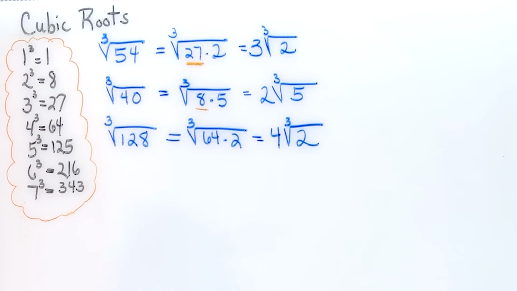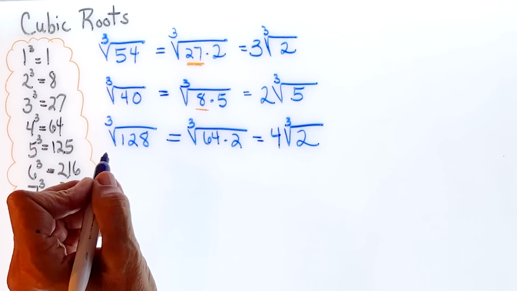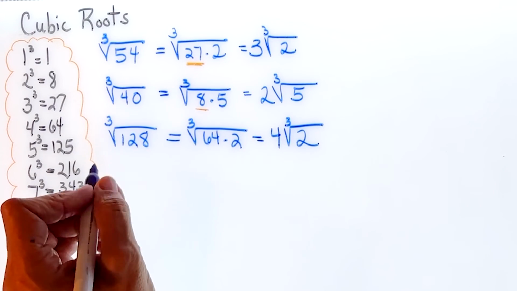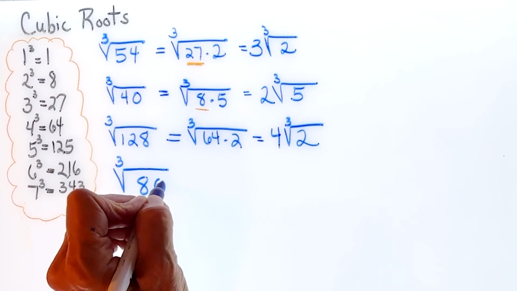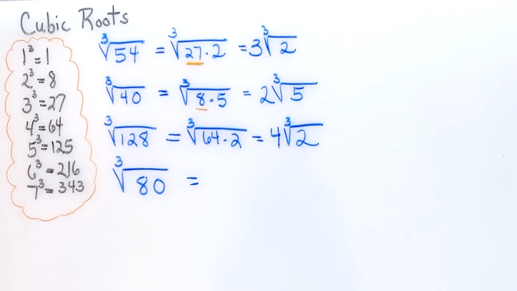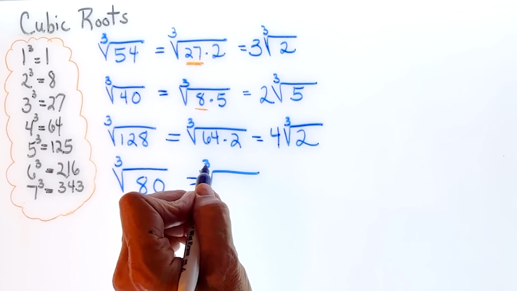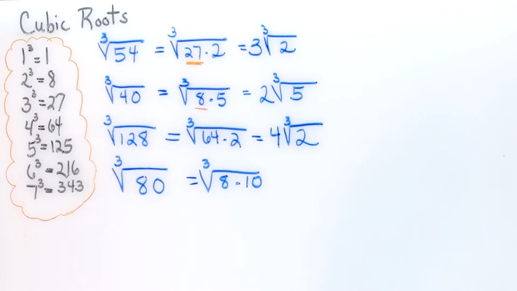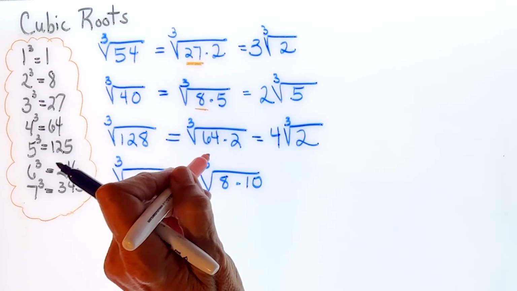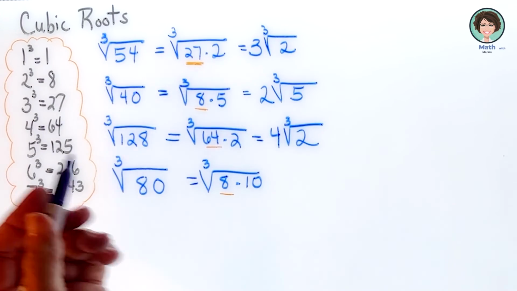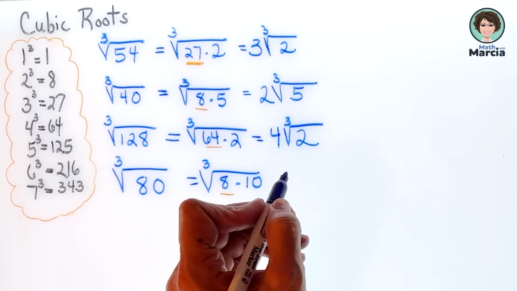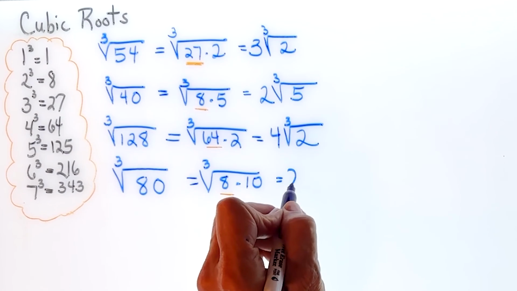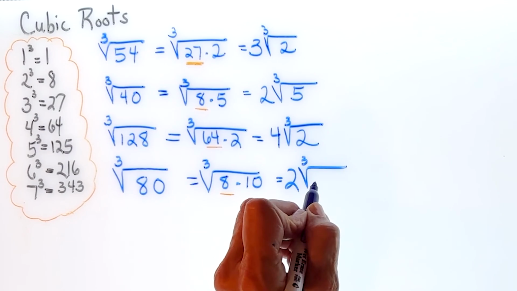And the last one that I would like to try with you is, let's see, how about the cubic root of 80? Well, we know that 8 times 10 is equal to 80. So again, just where I'm looking for my perfect cubes, I see that 8 is 2 to the 3rd power, or 2 cubed. So it is going to be equal to 2 times the cubic root of 10.